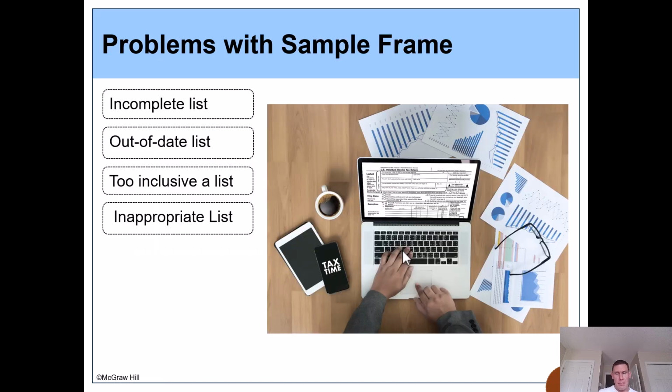Problems with the sample frame, and there's more than these, but these are some of the common ones. An incomplete list, perhaps the list is out of date. The list may be too inclusive, as funny as that sounds, or the list is just inappropriate and it's not really what you need.